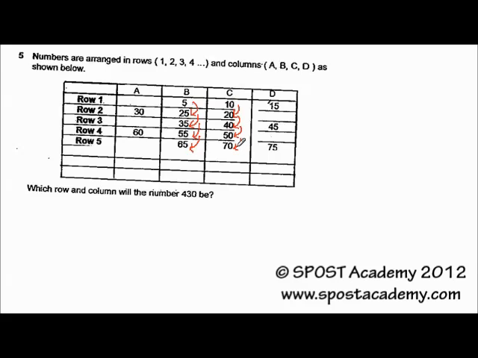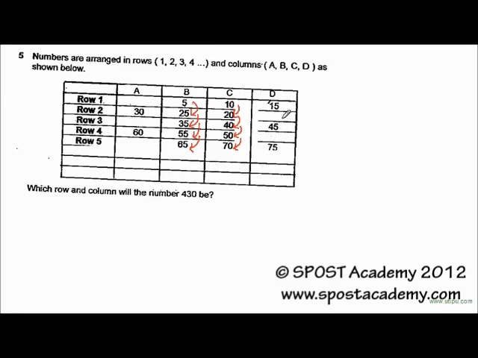So we will try to see if row 1 can multiply by a certain number to get 10. So 1 times 10 we get 10, 2 times 10 we get 20, but 3 times 10 we do not get 30, we get 40 here, which means that again there's no fixed pattern here. So we try to look at column D.